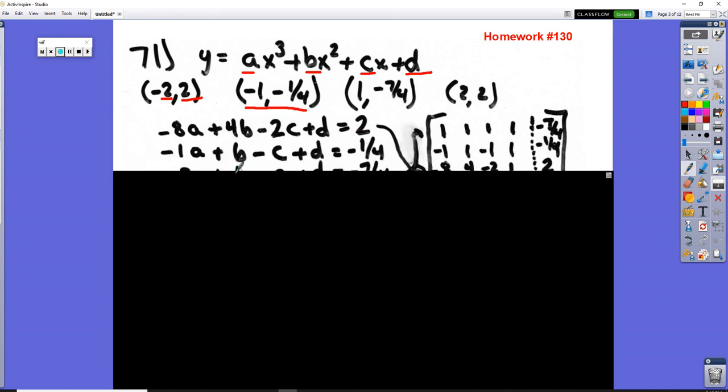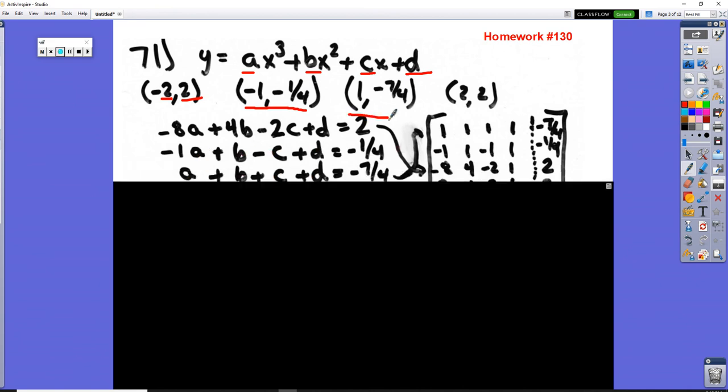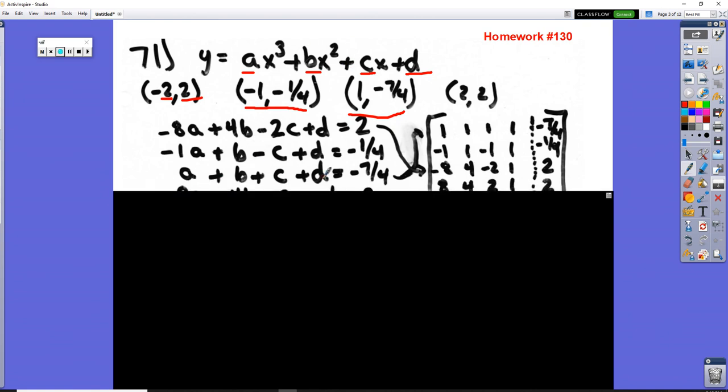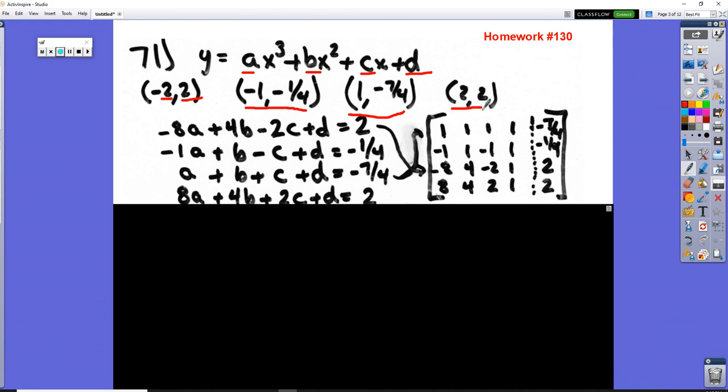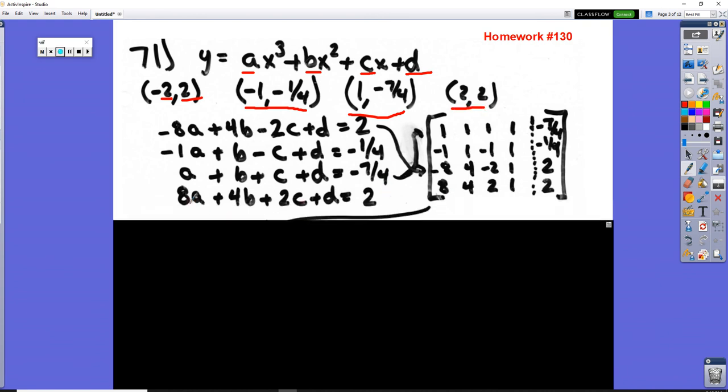And the coordinates right here should give you -1a plus b minus c plus d equals -1/4. These coordinates, when plugged into this equation, should give you a plus b plus c plus d equals -7/4. And this last set of coordinates right here should give you the equation 8a plus 4b plus 2c plus d equals 2. And again, you're going to start off by making an augmented matrix.